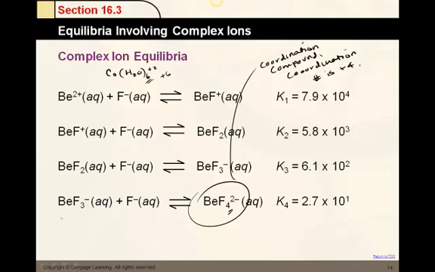Let's try one more. Ag(NH3)2 +1. That looks like an I. That's supposed to be a parenthesis. There we go. What about the coordination number for that? Hopefully you see it's 2, because there are 2 ammonias attached to that metal ion.